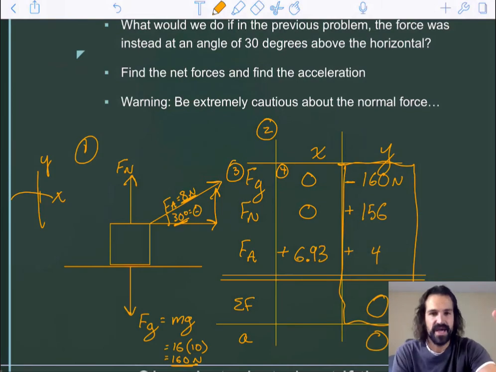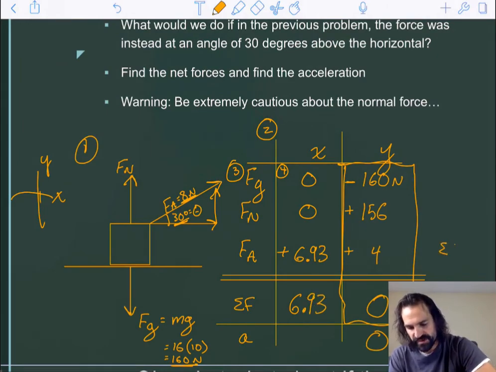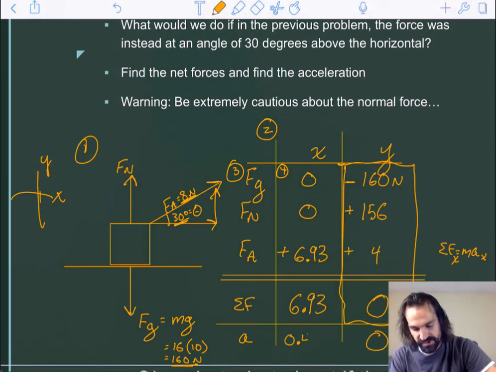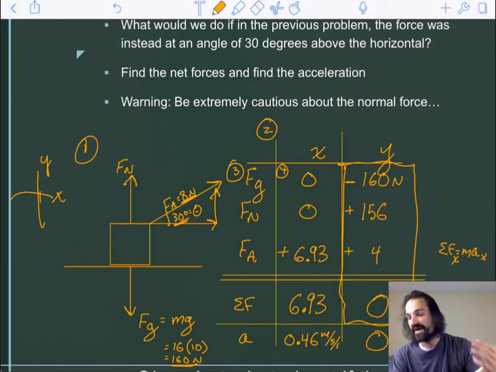Now let's break it down into the x direction. We have 0 plus 6.93. Well, net force is the sum of all forces, which means net force x is 6.93 newtons. And using net force equals ma for the x components, we can figure out that 6.93 divided by 15 gives us an acceleration of 0.46 meters per second squared. The object is going to get 0.46 meters per second horizontally faster every second. Good.